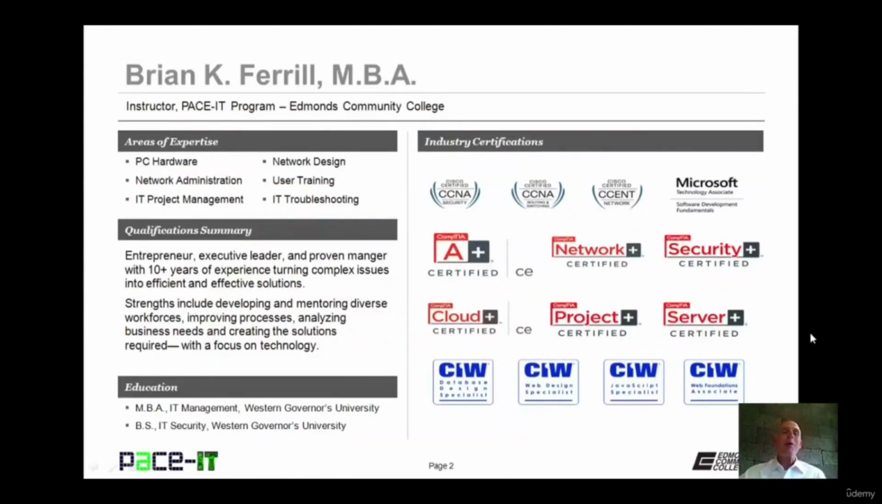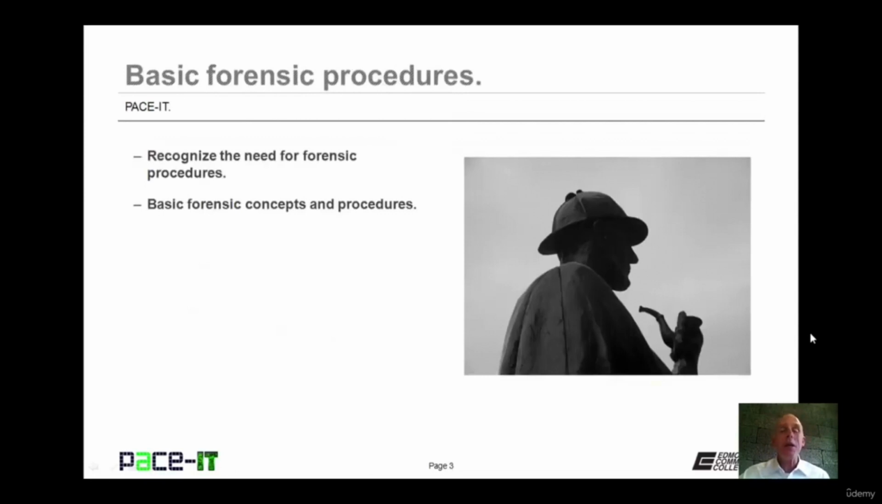Good day, I'm Brian Farrell, and welcome to PACE IT's session on basic forensic procedures. Today we're going to be discussing how to recognize the need for forensic procedures, and then we will conclude with some basic forensic concepts and procedures. There's a fair amount of ground to cover, so let's go ahead and begin this session.